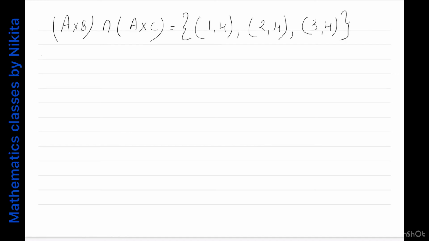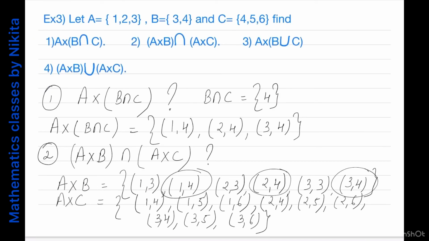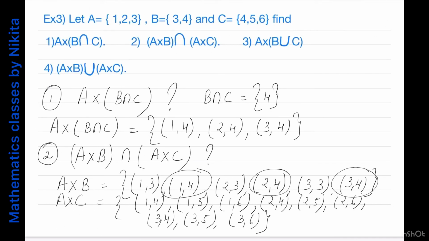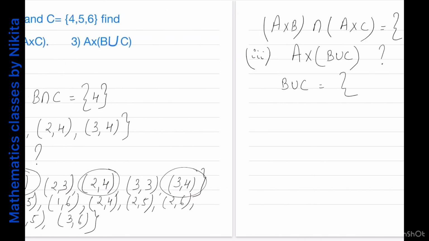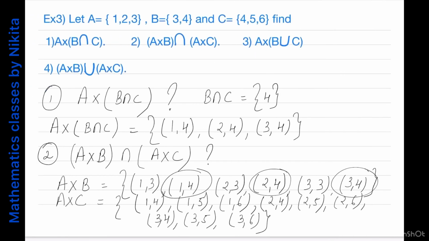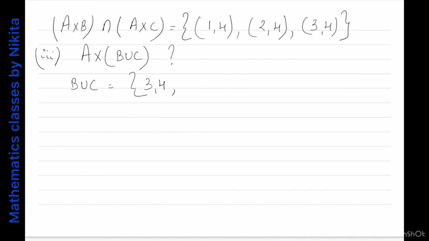Now in the next part you have to find A cross B union C. So first let us find B union C. B union C means you have to write all the elements of B together with all the elements of C. So 3, 4, and set C is 4, 5, 6. So 4 is already there, I'll write 5 and 6.